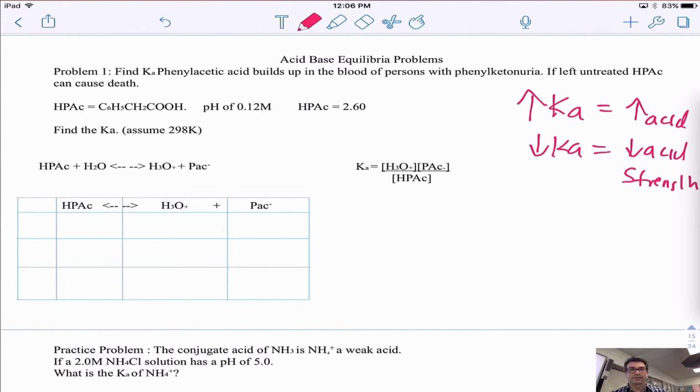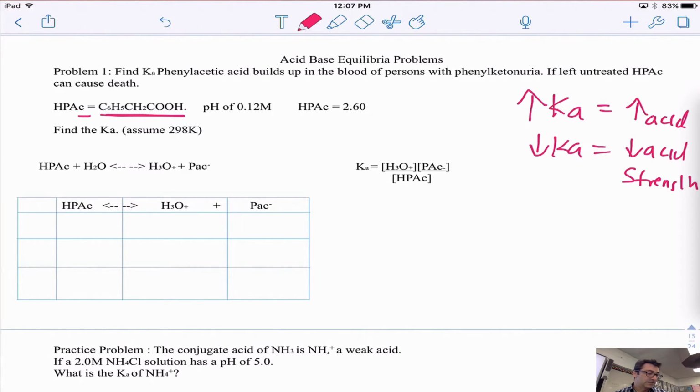So now this first problem that I do uses an acid called phenylacetic acid. This is the acid that builds up in people's blood if they have a condition called phenylketonuria. Phenylacetic acid is made from phenylalanine, which is found in sweeteners. So people need to avoid this if they have this phenylketonuria condition. I'm going to abbreviate the acid as HPAC, but its real formula is shown here.